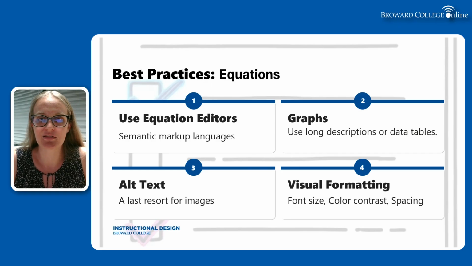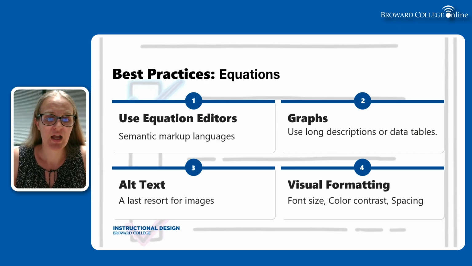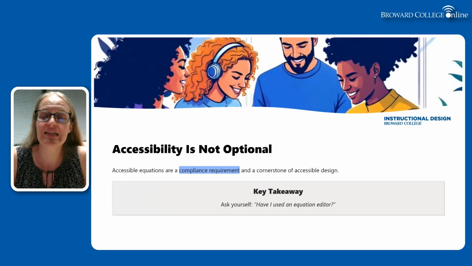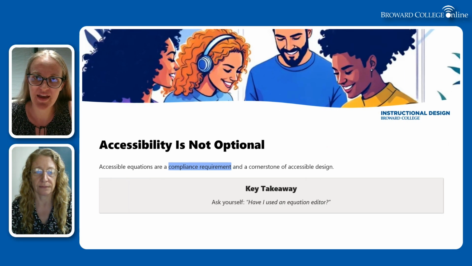And then finally, spacing. Don't crowd your equations. Make sure you have ample white space to separate distinct parts of a formula, which can help users with dyslexia or dyscalculia. So finally, we want to remind you again, accessibility is not optional. Accessible equations are a compliance requirement. They are a cornerstone of accessible design. And as your key takeaway while you're working with equations, ask yourself, have I used an equation editor? So now Heidi is going to show us how to do just that.